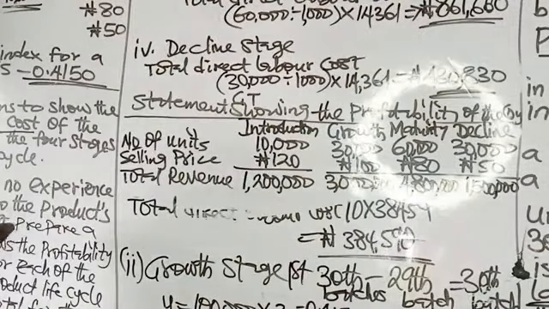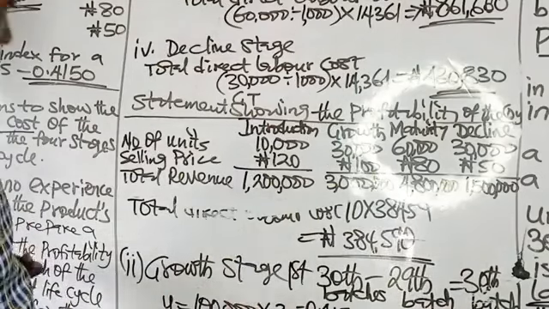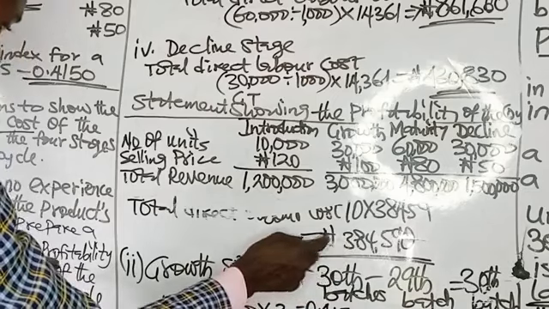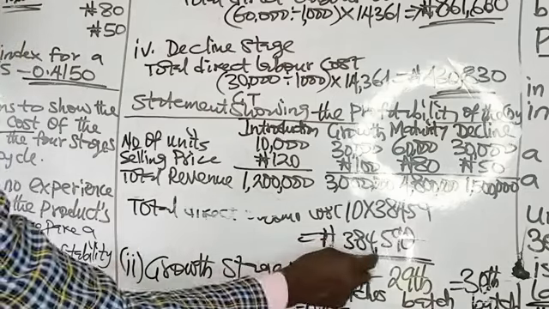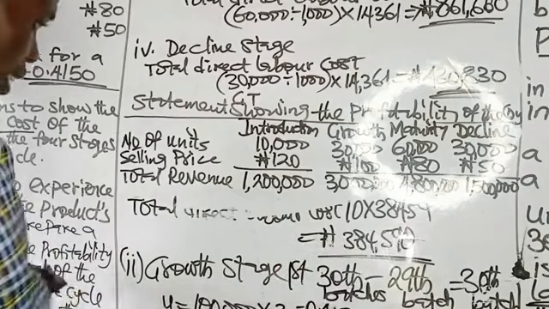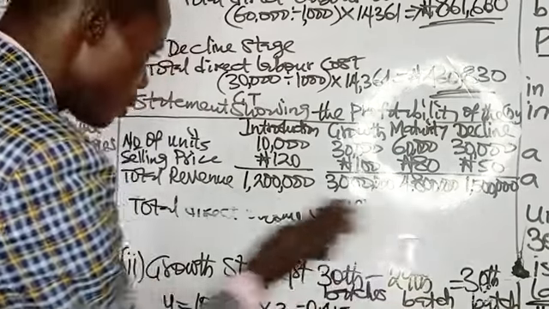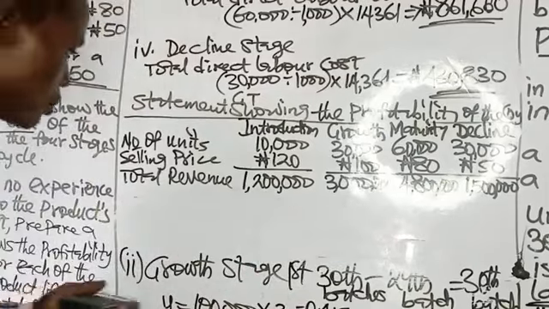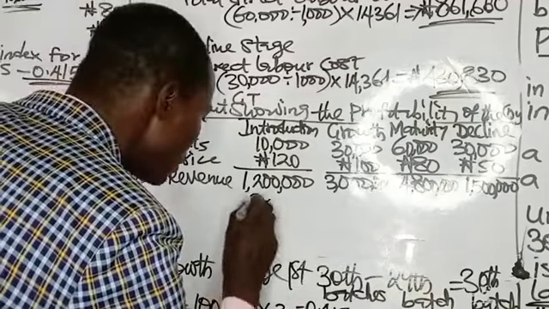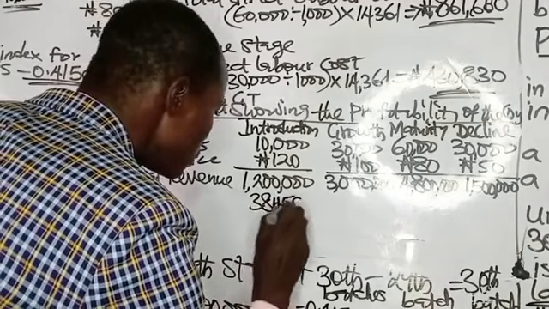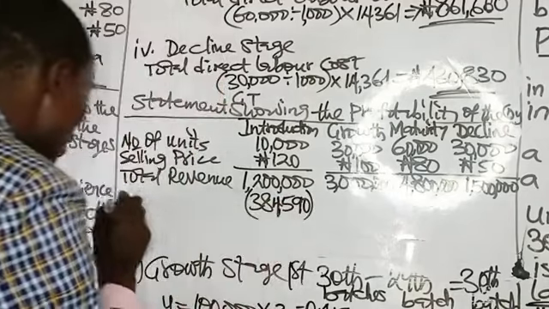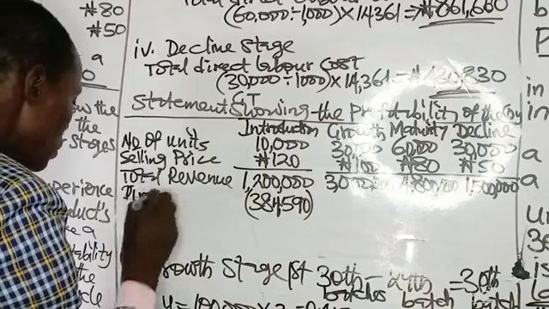So from this, we deduct the cost. And the cost include direct labor. This is for 10,000, the first stage. This is for the first stage, 384,590. This is direct labor cost incurred.